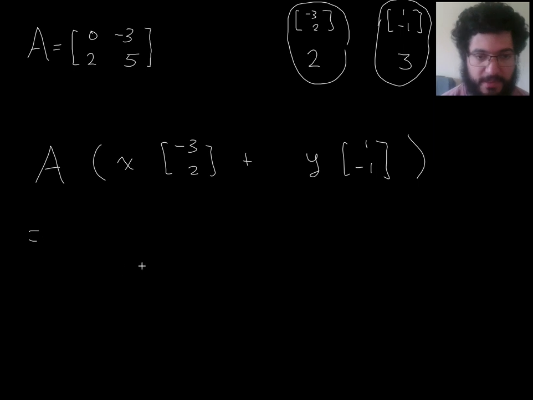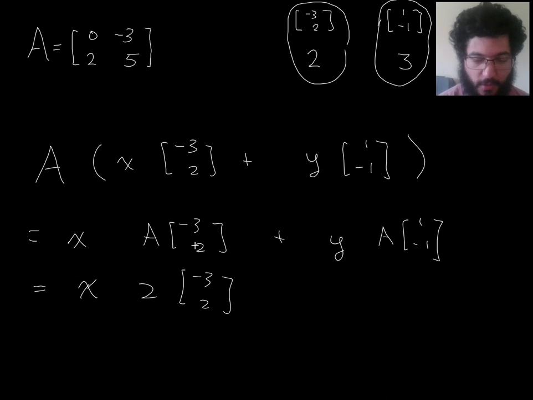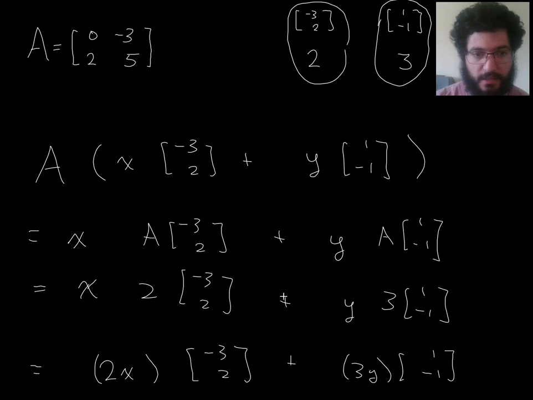Then what happens? So A is linear, so it distributes like that. And then A on this eigenvector is going to be eigenvalue times the eigenvector, right? So 2 times this eigenvector. That's the whole point of it being an eigenvector. And then this is an eigenvector with eigenvalue 3, so we just get 3. And look at that.